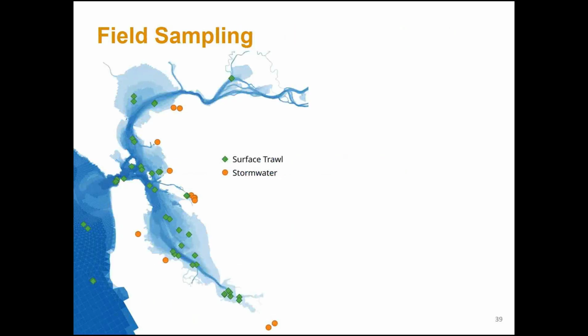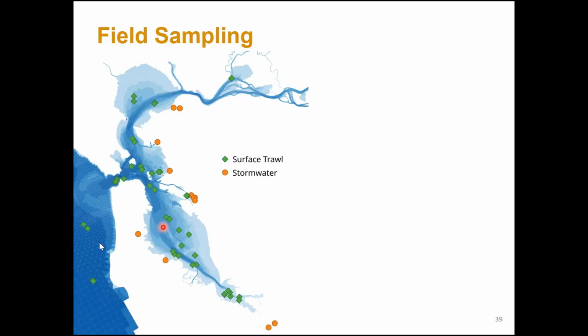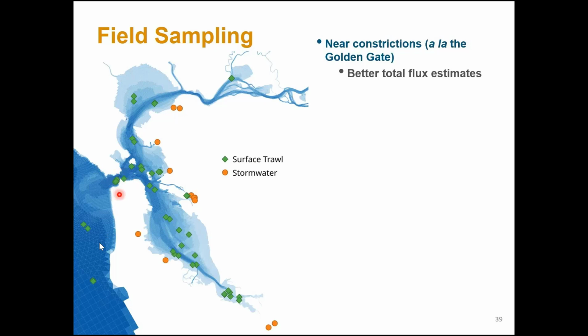So, the implications for field sampling. One, we made a point to sample near constrictions. In particular, we made a point to sample surface concentrations, say, near the Golden Gate, so that we can get a constricted flow and a better overall estimate of how many plastics are moving from one portion of the bay to another.